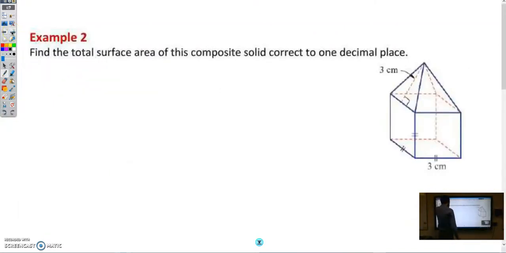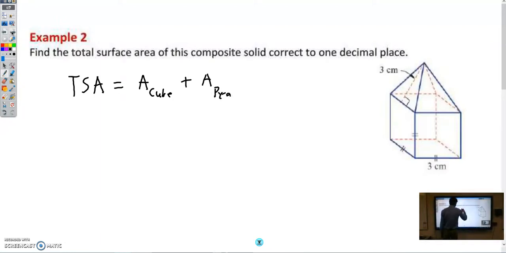On to example 2. We have another composite solid. So once again, I'm going to set up my total surface area formula. Now, a cube has 6 equal faces. So we've got the total surface area of a cube plus the total surface area of a pyramid. And don't forget that then we have to take away the common face, times 2.